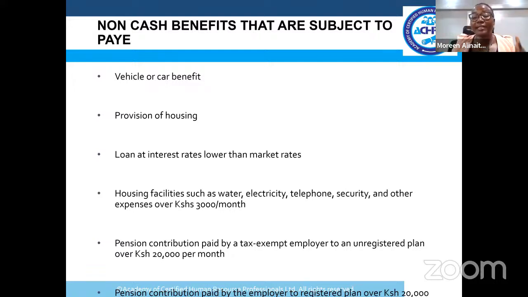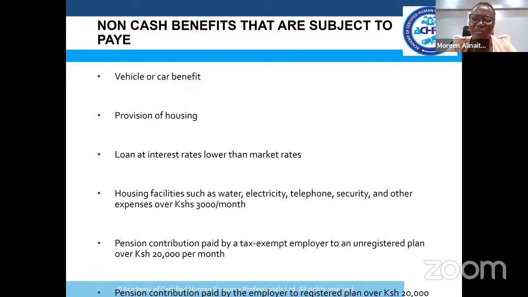Now, there are some benefits that are taxable. Vehicle or car benefit is taxable. If the company is giving you a vehicle, KRA will come and assess, and then they will tax that car benefit. Provision of housing is also taxable. Loans at interest rates lower than the market rates. For example, if you are an employer and you give a loan to your employee at an interest rate of 2% per annum, the government wants its money. They will come and tax it. Housing facilities such as water, electricity, telephone, security, and other expenses over 3,000 a month.